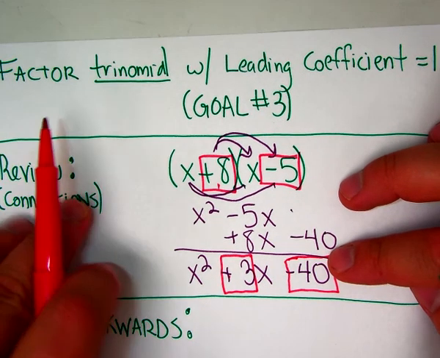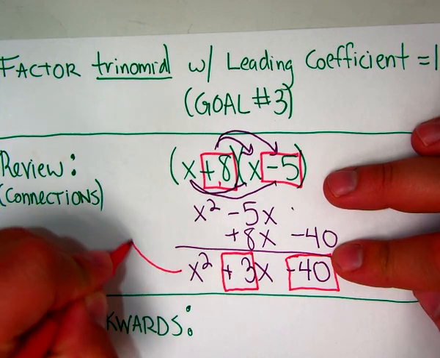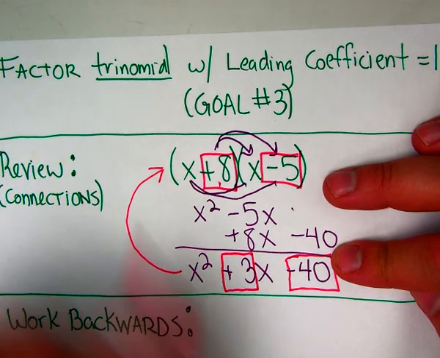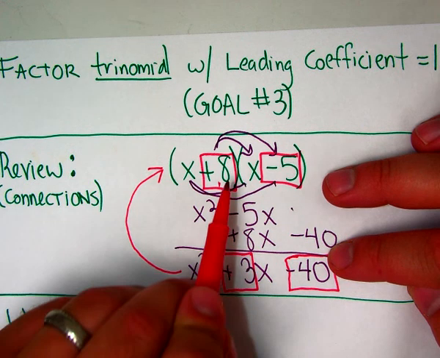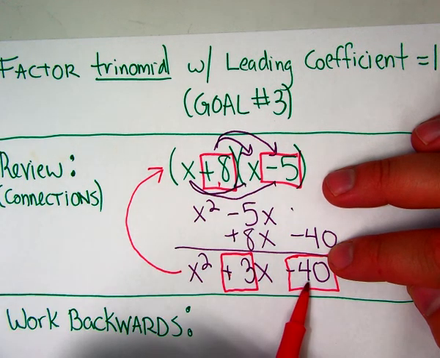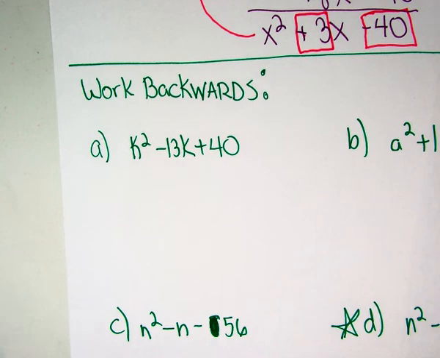So what we're going to do in this section is learn how to go from this trinomial back to this binomial, and we're going to use that connection that the two values add up to this middle term and the two values multiply to this third term. Let's see how we do this. So look at example number 1 here.